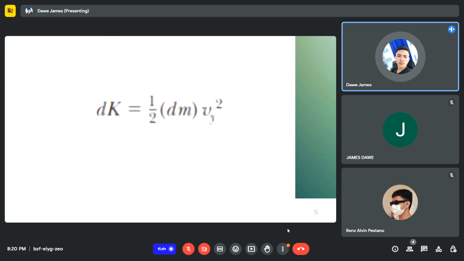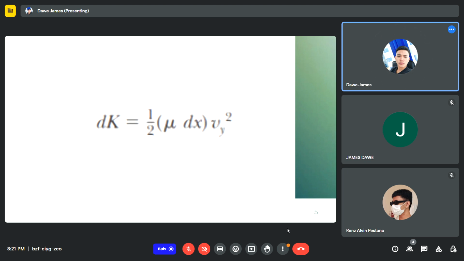dK is equal to 1/2 (dm) v_y squared, where v_y is the transverse speed of the element. If μ is the mass per unit length of the string, the mass dm of the element of length dx is equal to μ dx. Hence, we can express the kinetic energy of an element of the string as, next slide, this formula. Let's substitute the general transverse speed of the element into the equation.